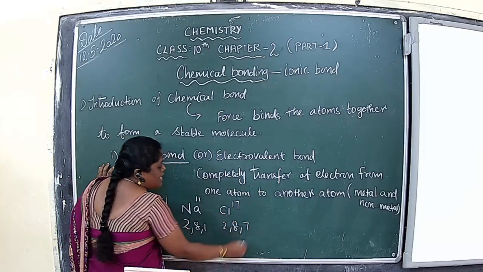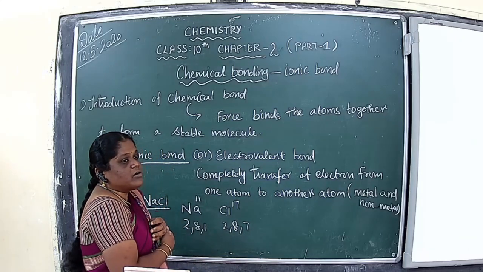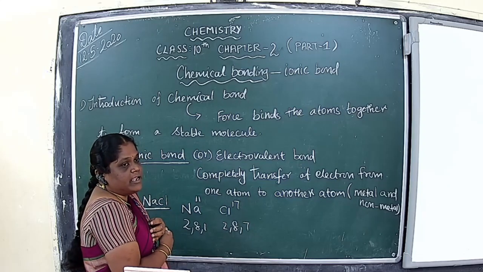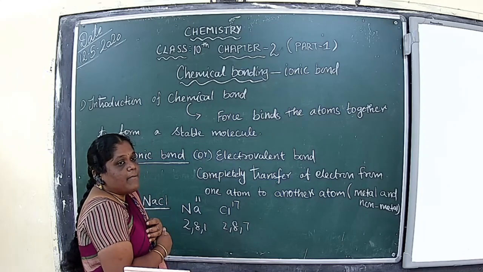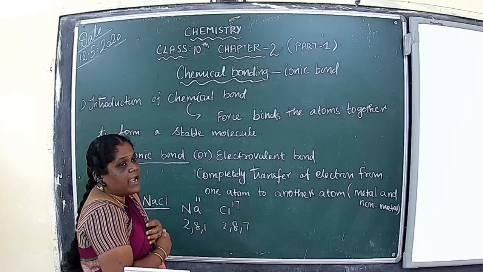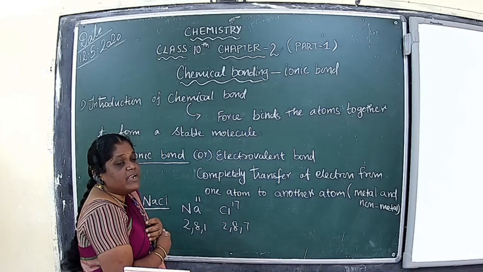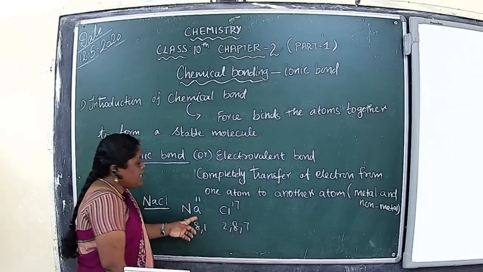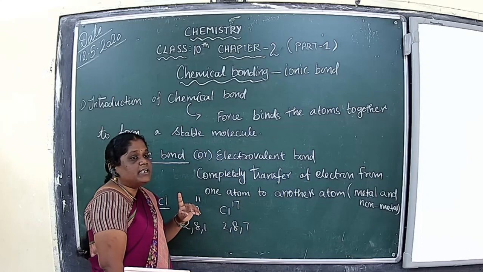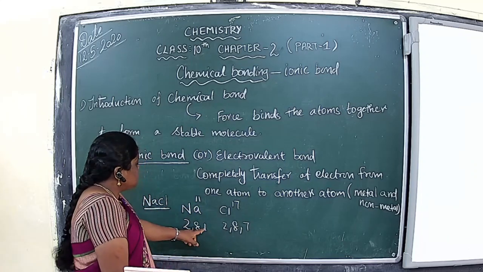2,8,7. Already I told you, if we need to become stable, it may lose or gain the electron. Then only is an ionic bond formed between the atoms. Yes or no? Stability means, as already told, the octet: 8 electrons should be there. So here there is 1 electron.